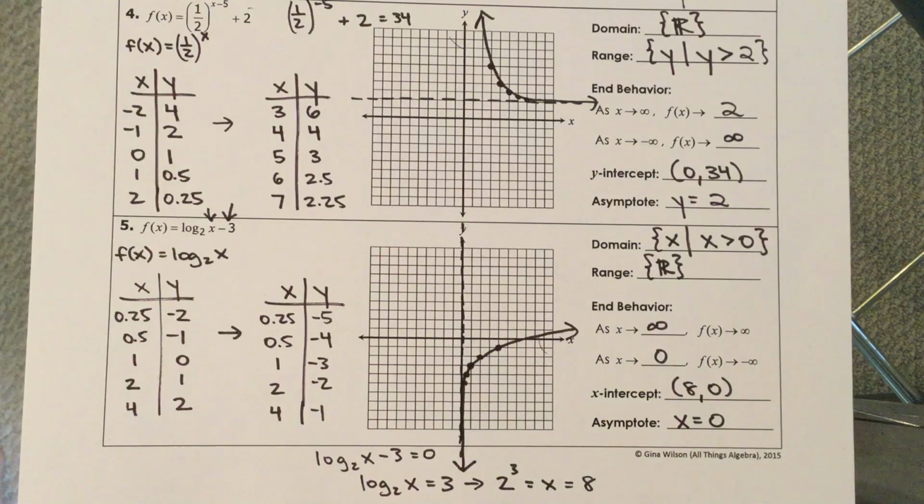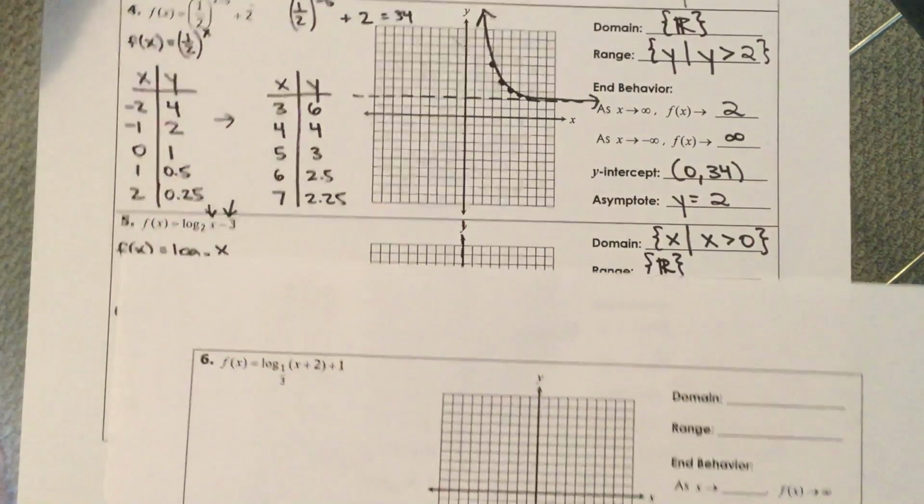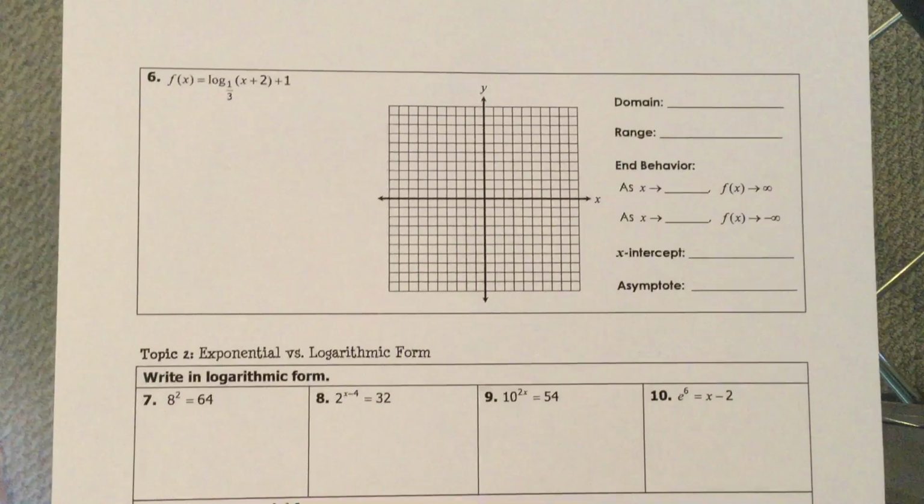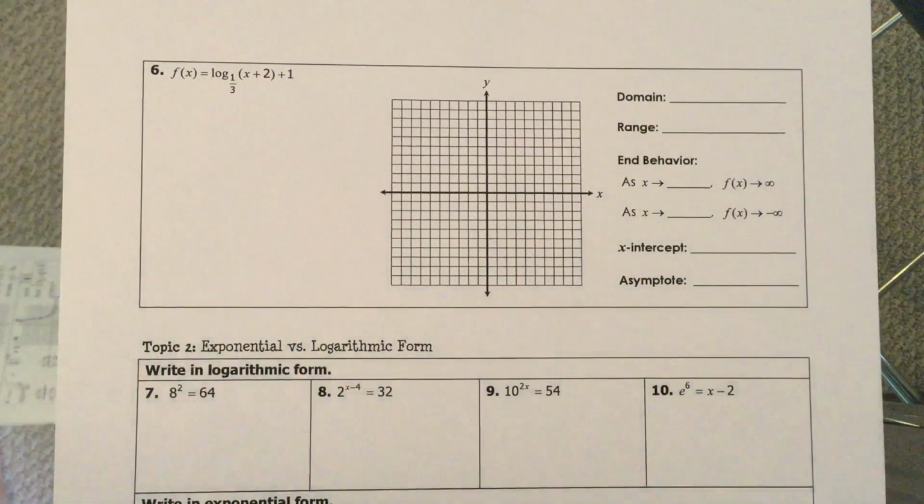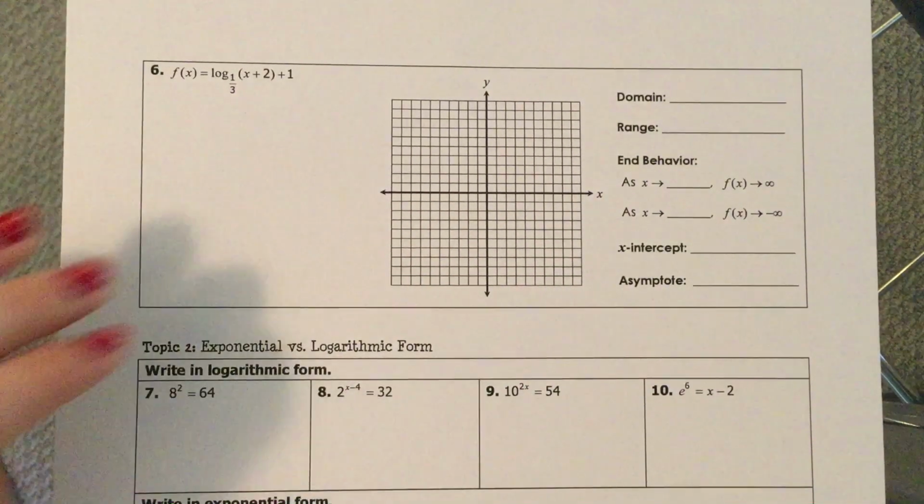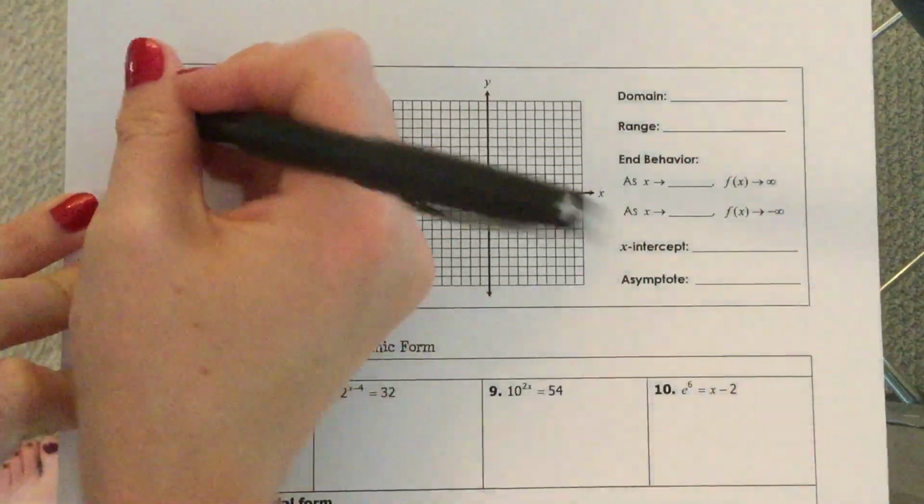Let's take a look at the second one, number 6 on the next page. So we're doing something very similar here. We're starting by figuring out what the parent graph would be, and then working from there. So here the parent graph would be 1/3.